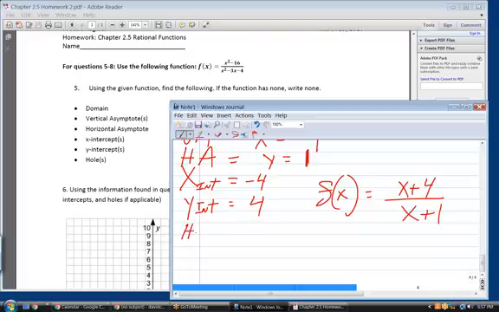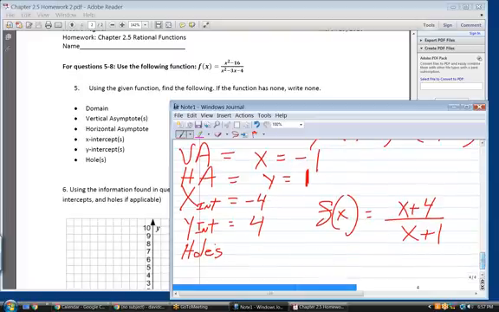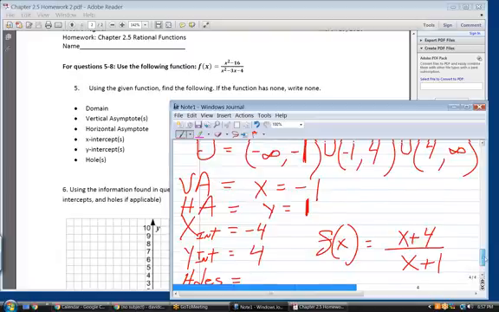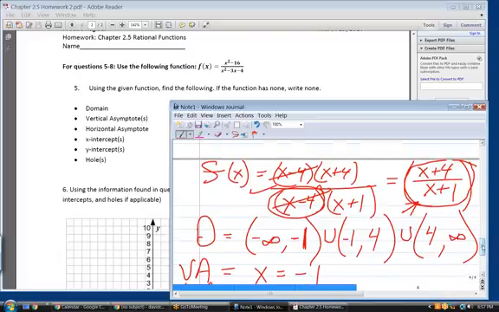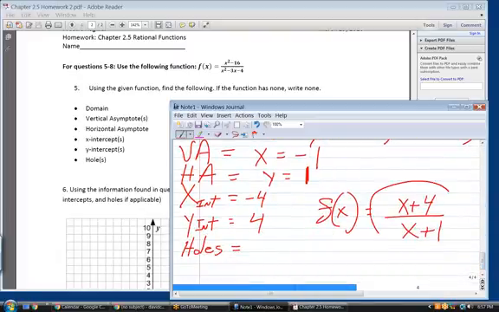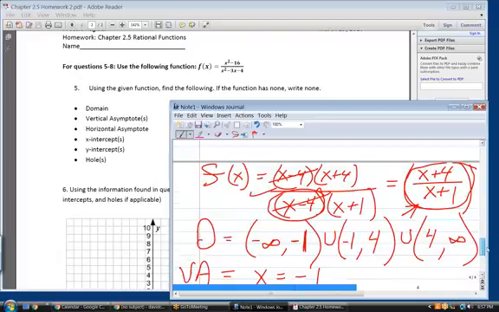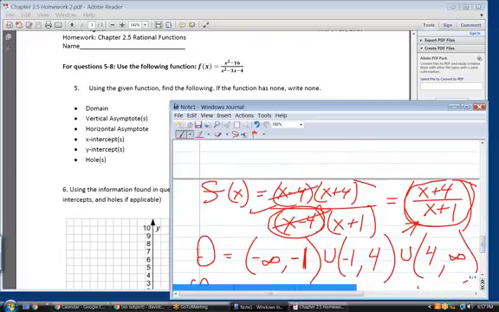And finally, holes. For a hole, we kind of have to go back to the original domain and function to find the hole. You're not going to be able to find the hole from this. That gives you no information about the hole at all. But if we go back to this, where's the hole?